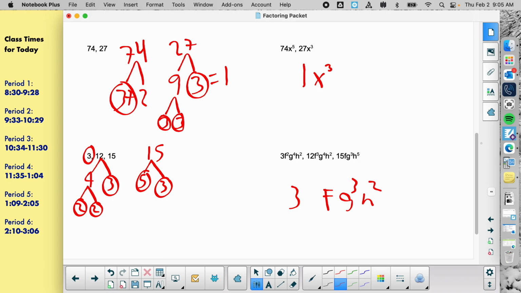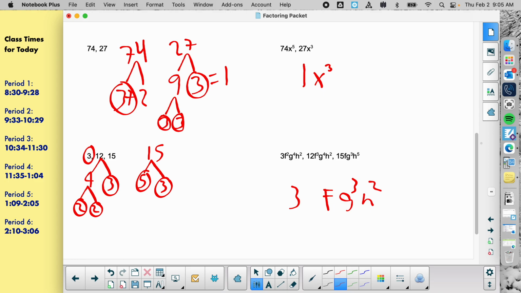Were you trying to write it separate or something? Oh, yeah, that's it. So that's the whole answer. 3fg cubed h squared. I think, no, the third one only has a single f.